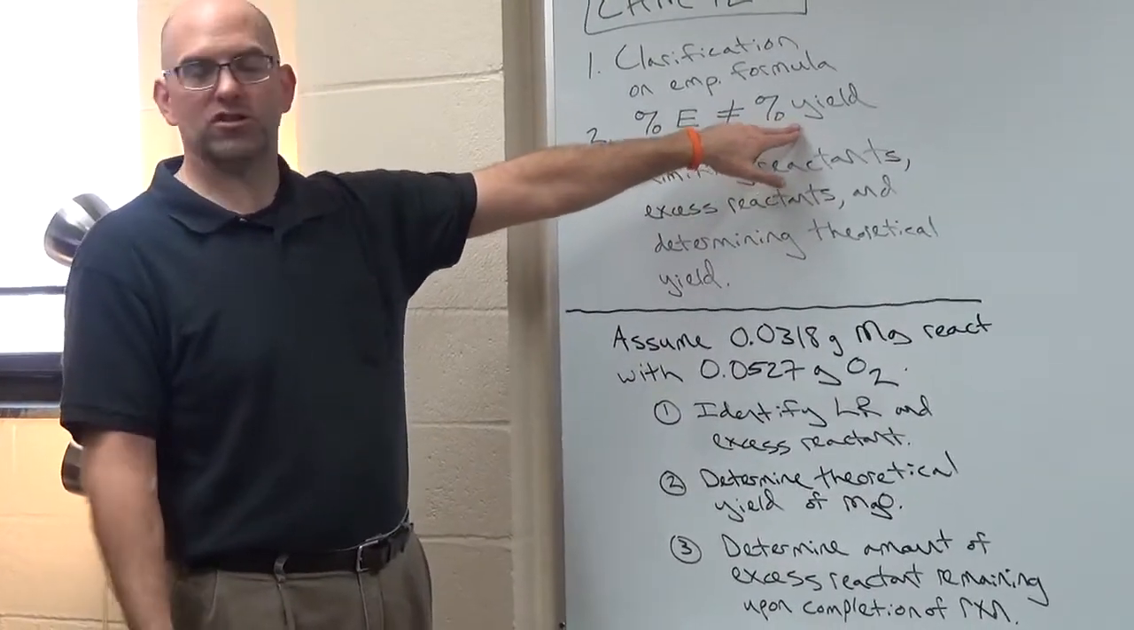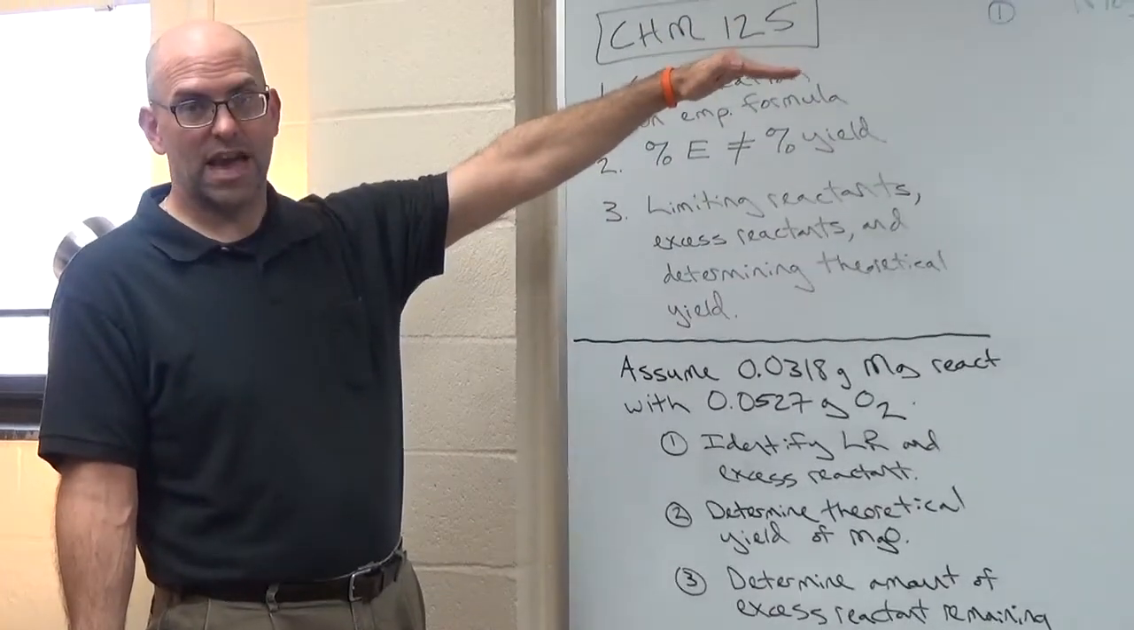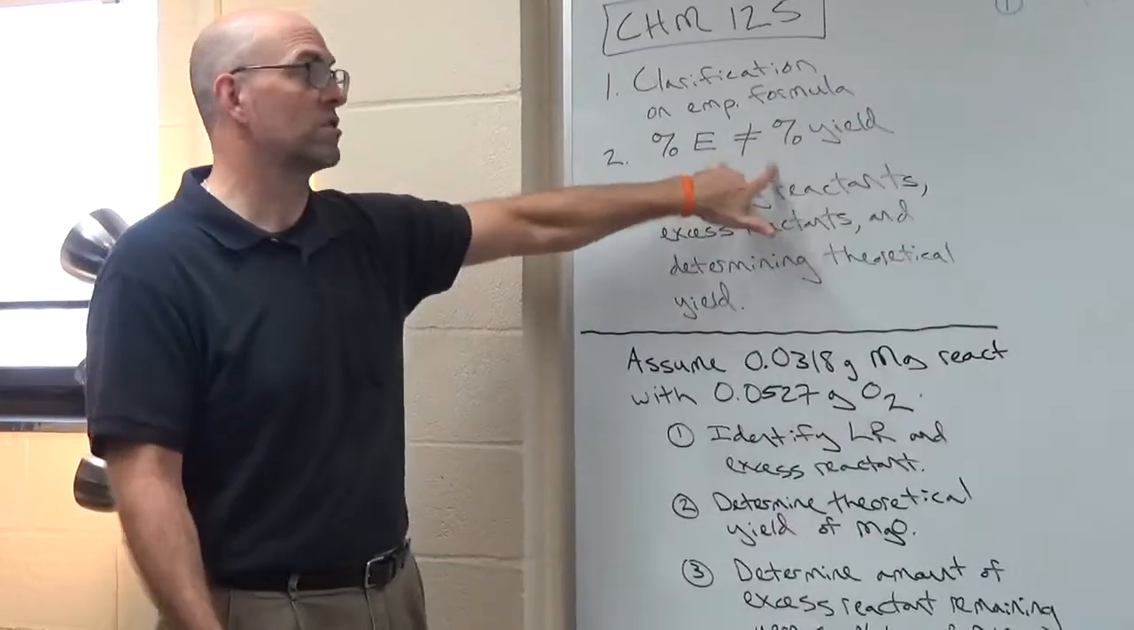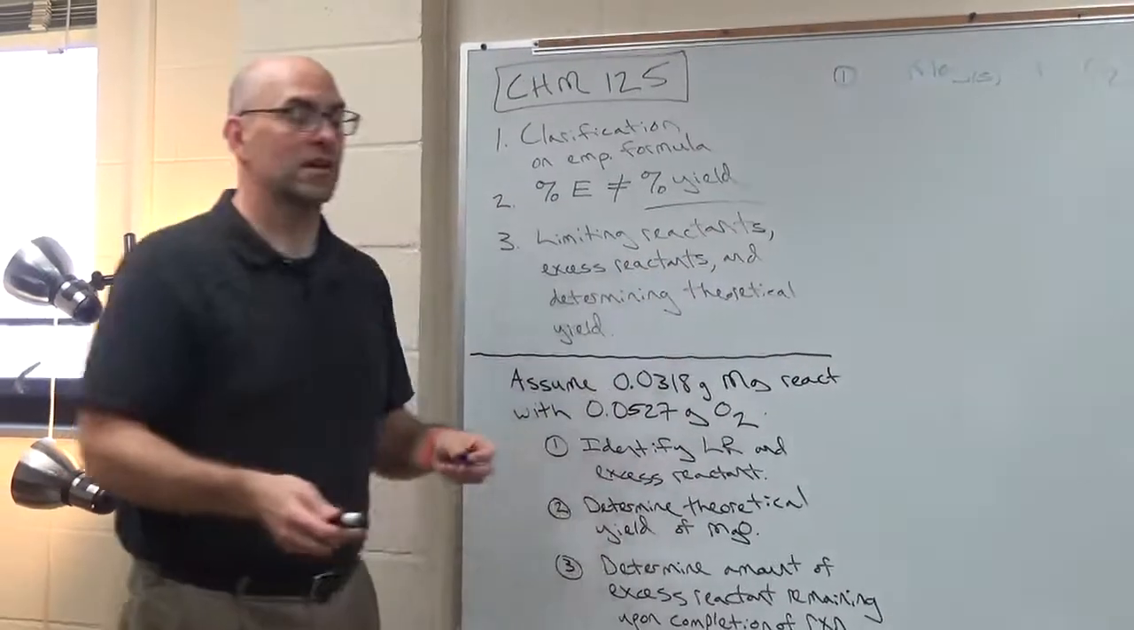Percent yield, there's no subtraction involved there. You take the experimental amount of a chemical that you get in a reaction divided by the theoretical amount, called the theoretical yield, multiplied by 100. So those two are not the same, and I'll show you an example of this one, another one, today.